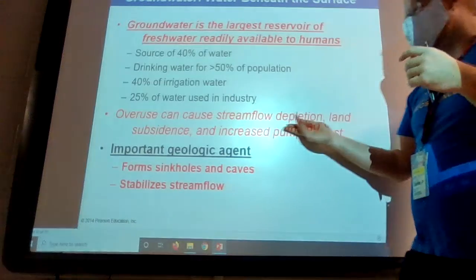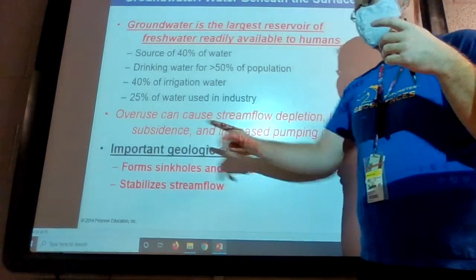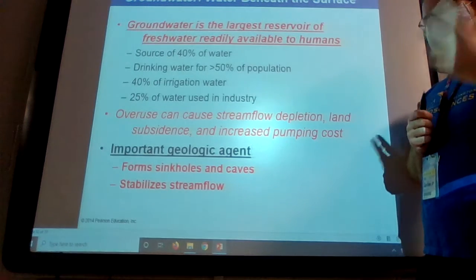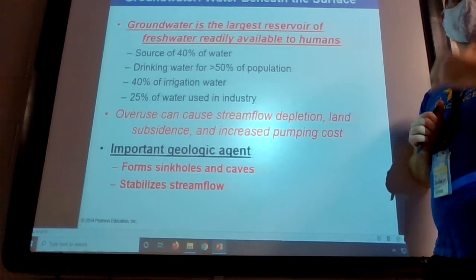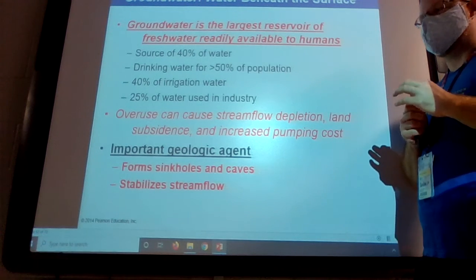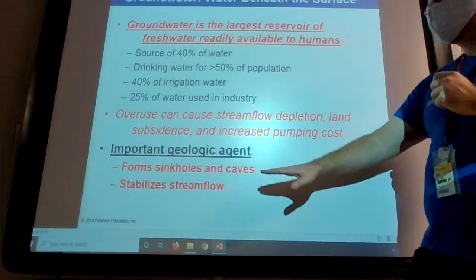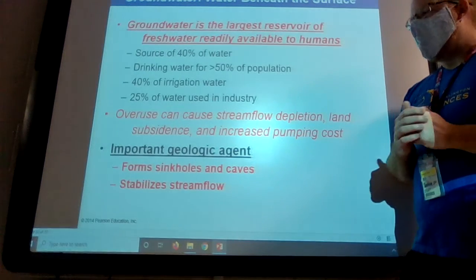So overuse can cause stream flow depletion, land subsidence, which we'll talk about. This is a huge, huge deal. And increased pumping costs because you have to drill new wells, and you have to do things to make sure that you're getting more water out. It is an important geological agent. It forms sinkholes and caves, which we don't have a lot of around here.